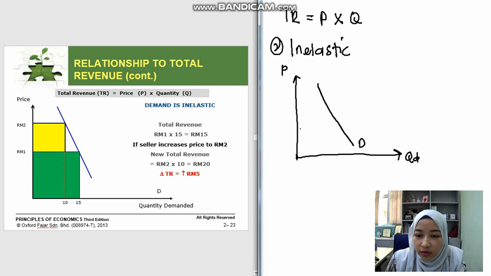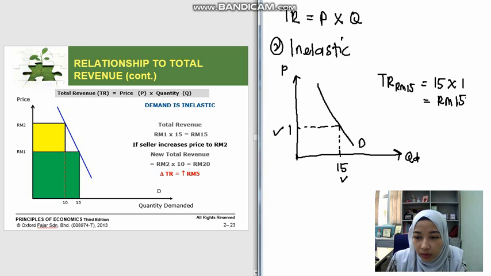Okay, so for this kind of situation, let's say the initial price is at 1 ringgit, like the example you have in the slide. So when the price is at 1 ringgit, consumers will buy 15 units of your product. So the revenue here is price times quantity. So the total revenue is 15 times 1. So you get RM15.